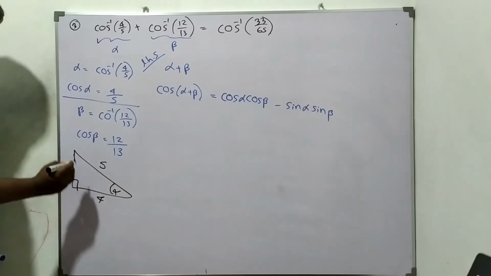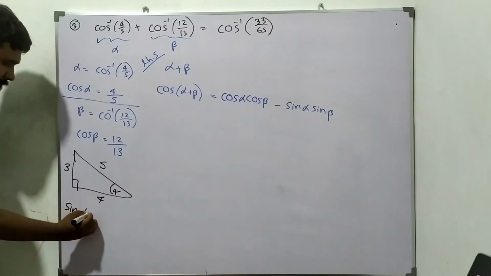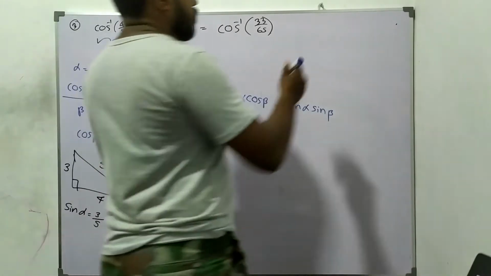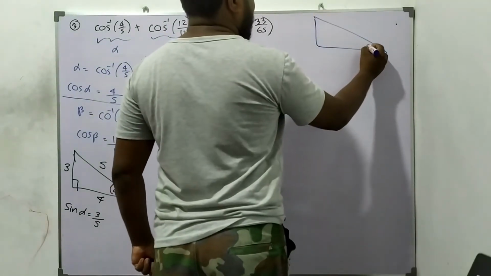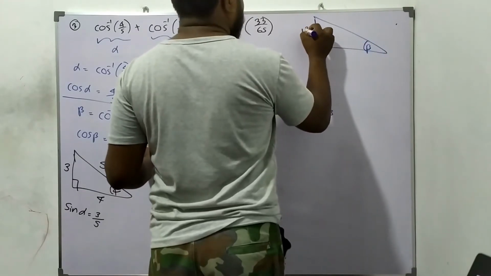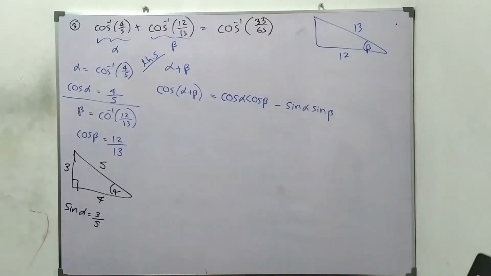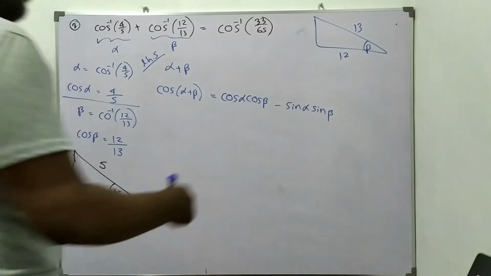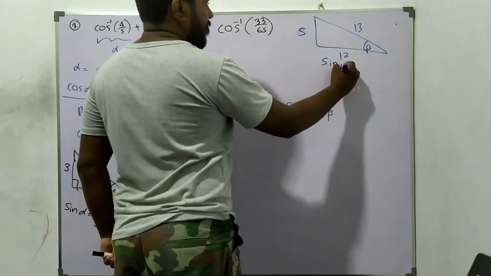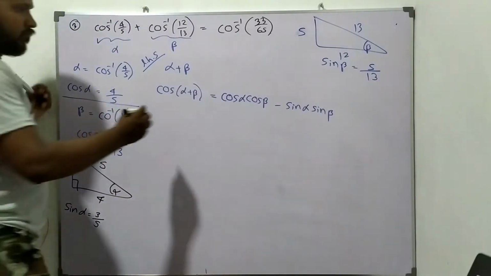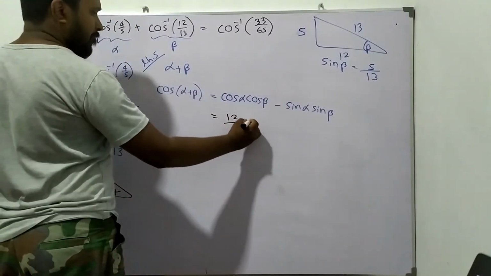So then we can write sin alpha as 3 over 5, cos alpha 4 over 5. For beta, 12 over 13 is the cos, right? So then the other one will be 5 over 13, sin alpha sin beta. So now you can substitute the values.